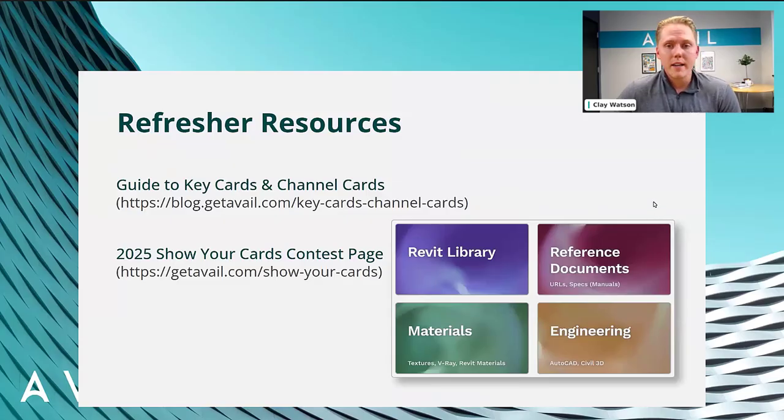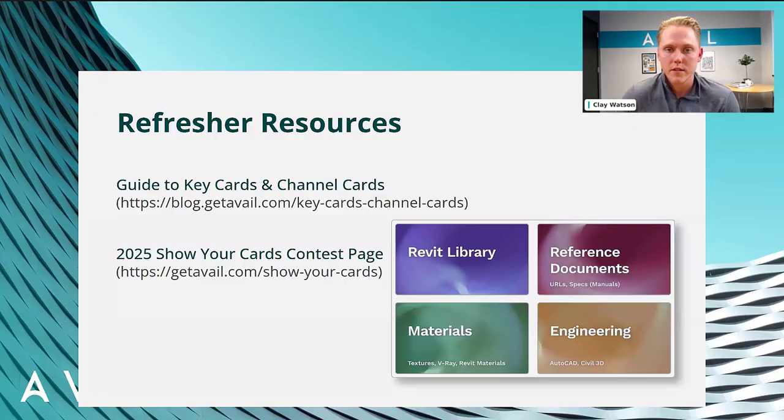So looking at refreshing on what channel cards and key cards are. We've got a couple of different resources that we like to point people to each year to give you a jumping off point to get started. If you're new to Avail and you're first interfacing with the platform, a lot of times you're going to start with a blank slate. And then at that point, it's yours to create: how you want to index your content or bring content into Avail, how you want to categorize that content, and then what kind of visual layer of navigation you want to add. And that's where the channel cards and key cards come into play.